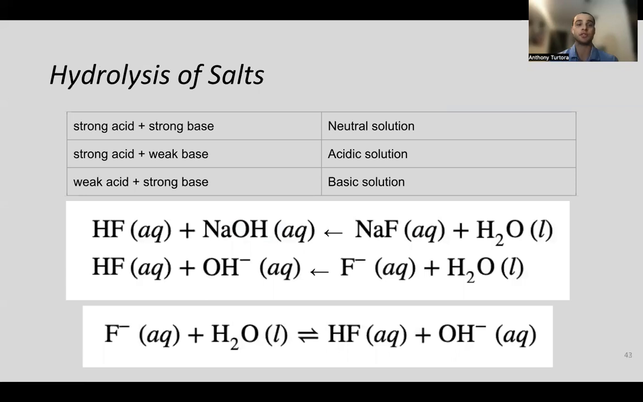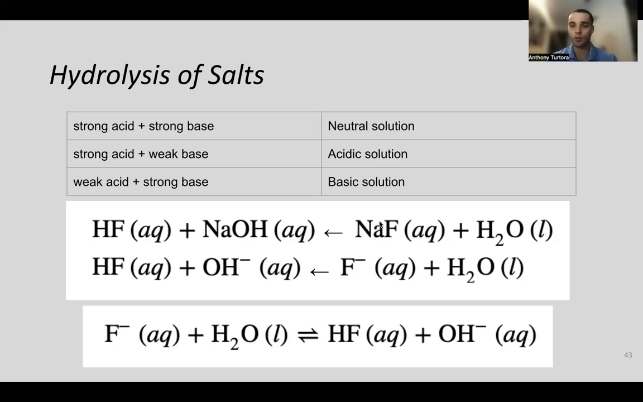Next is hydrolysis of salts. So this is when we have a salt and we put it in water. So in this case of this equation here, we have NaF, which is our salt, and we dissolve it in water. And what we want to think of for the hydrolysis of salts is what our solution will be. Will it end up being neutral? Will it end up being acidic? Or end up being basic? So we will know that if we have a strong acid and a strong base, we will form a neutral solution. If we have a strong acid and a weak base, it will form an acidic solution. But with a weak acid and a strong base, that'll form a basic solution.